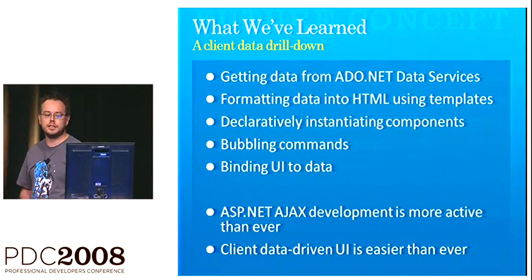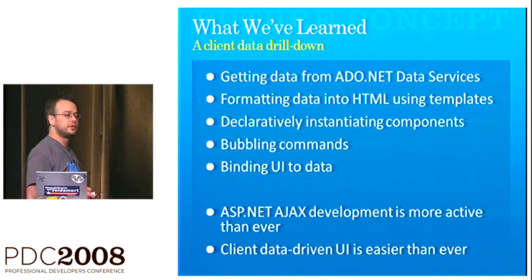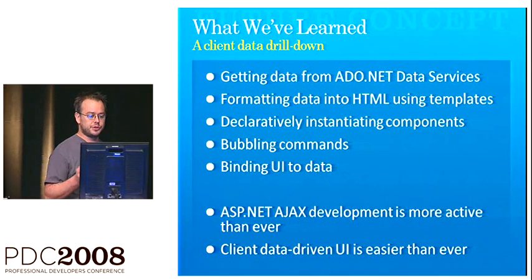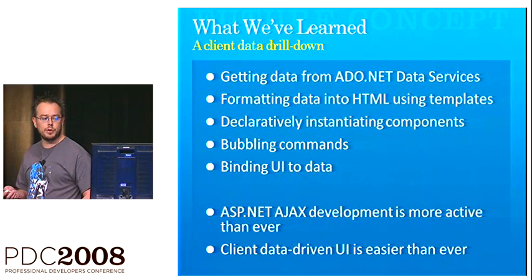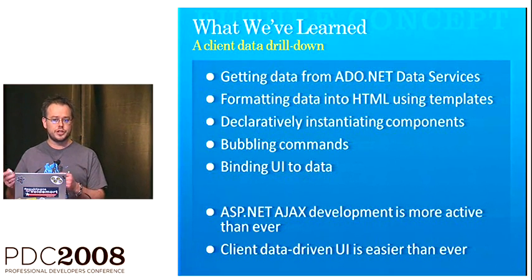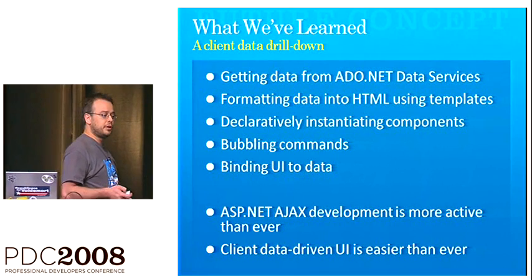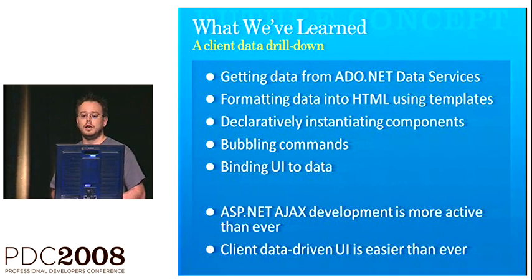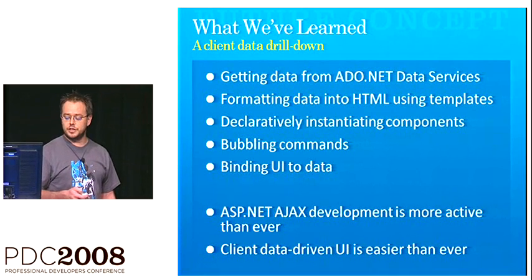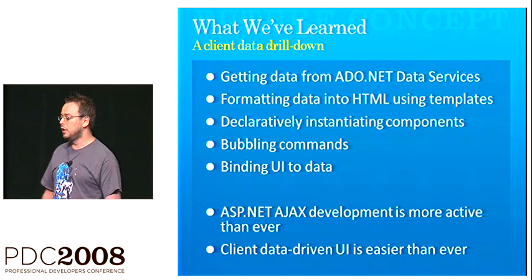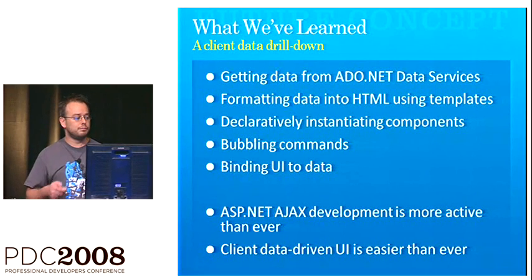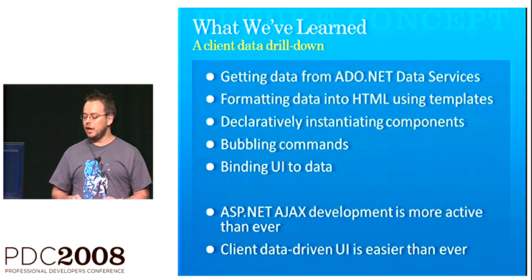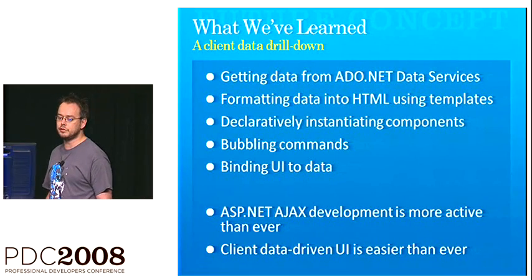So, what we've learned here is that it's easy to get data from an ADO.NET data service. All I had to do was point to the service, write a little query, and I was done. We learned that we can transform data into HTML using templates. And that is very, very easy, even easier than on the server side. We've learned how we can declaratively instantiate components. We've learned how we can bubble up commands. We've learned how we can have UI bound live to data. So ASP.NET AJAX development is really simpler than ever.